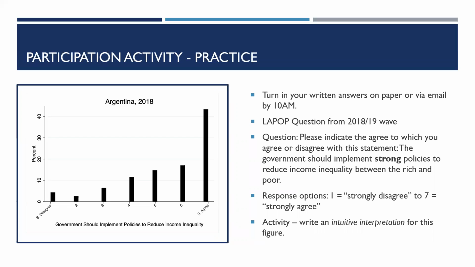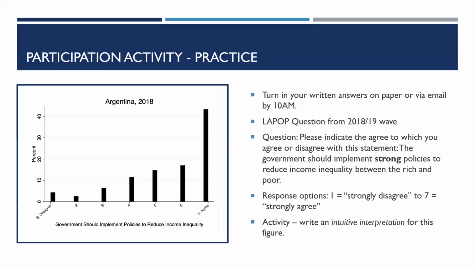But the question here is, please indicate the degree to which you agree or disagree with the following statement. The government should implement strong policies to reduce income inequality between the rich and the poor. We've got the same response scale. It's just this time 1 indicates strongly disagree and 7 indicates strongly agree.